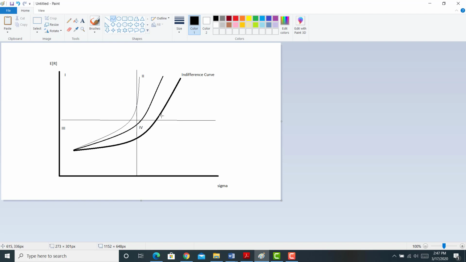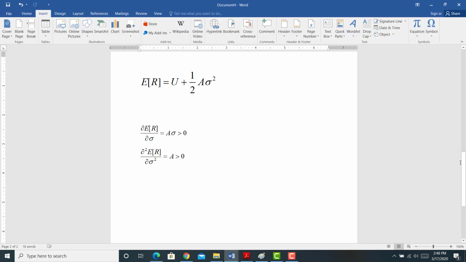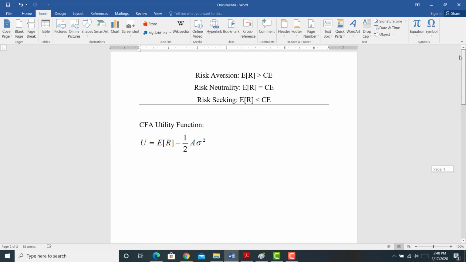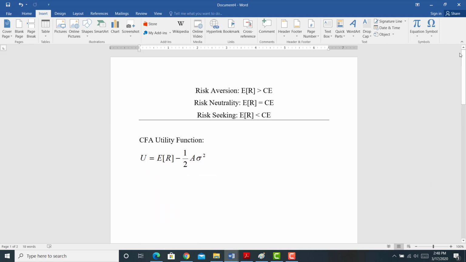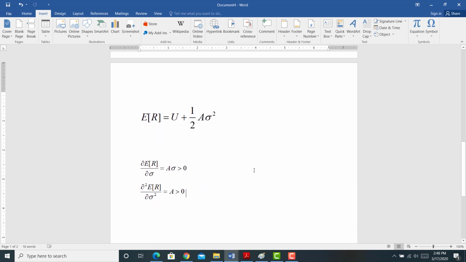Does this make sense? Hopefully this idea is showing you that what we're trying to do is get to quadrant 1. And the level of our risk aversion is going to drive how quickly we try to get to quadrant 1. Okay? So hopefully using the CFA utility function, this exercise has helped you understand how risk aversion affects the indifference curves, at least the convexity of those indifference curves. And the convexity of those indifference curves depends on the level of risk aversion.